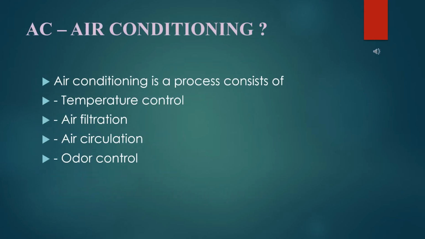Air conditioning. Most people think that air conditioning is just providing coolness to a specific area, but that's not true. Air conditioning consists of 5 major procedures. They are air filtration, air circulation, odor control, humidity control, and temperature control.